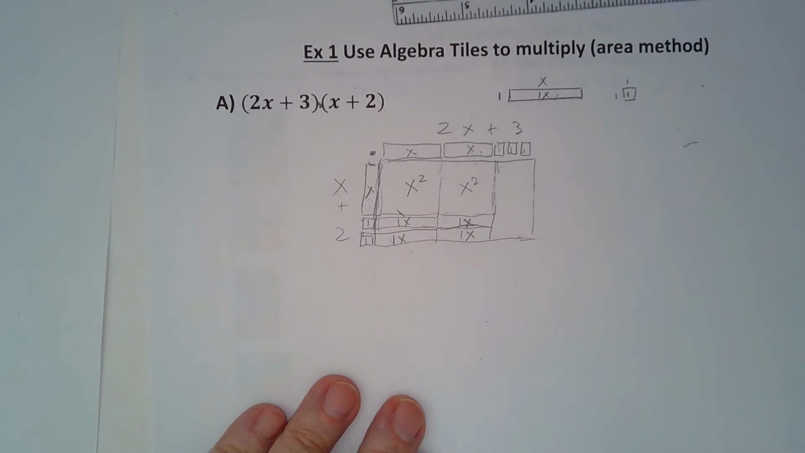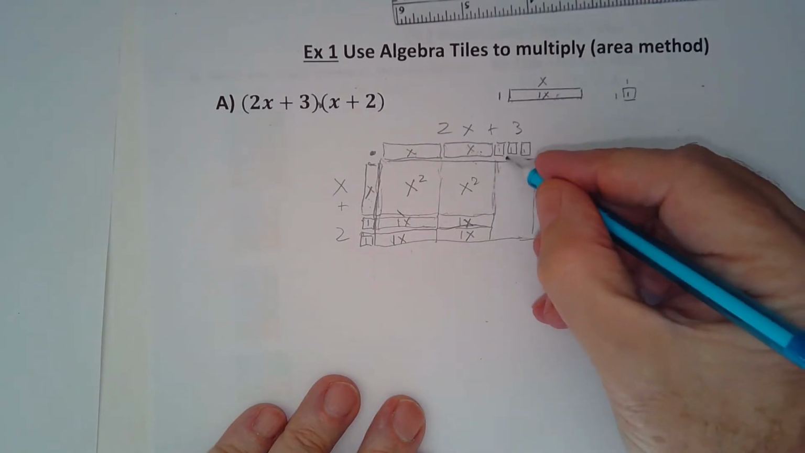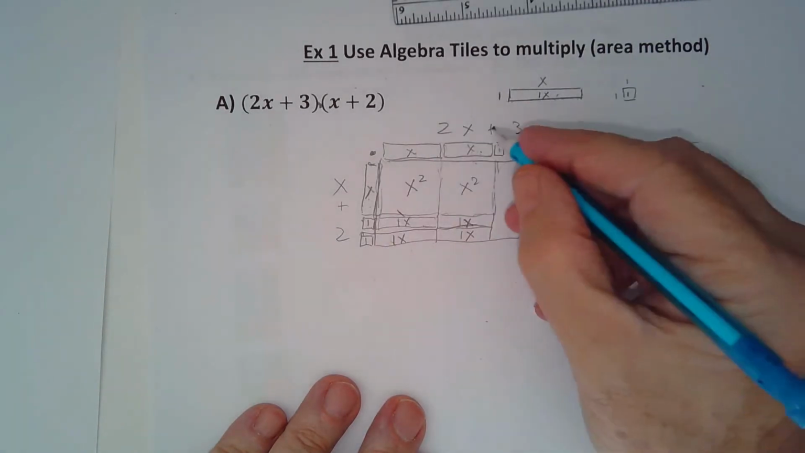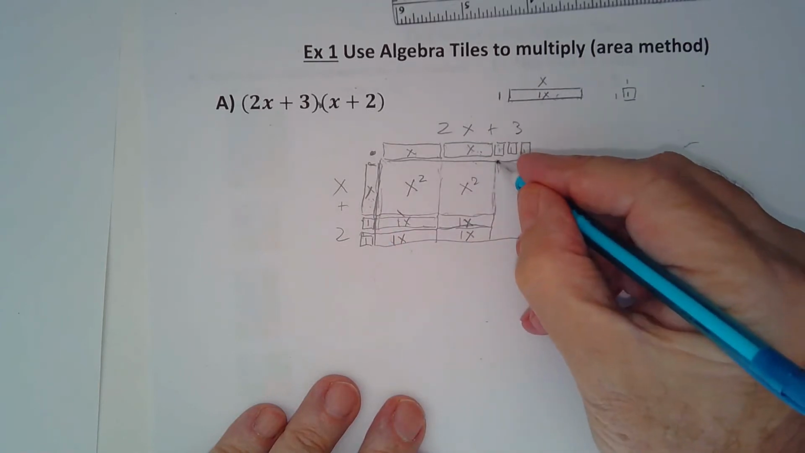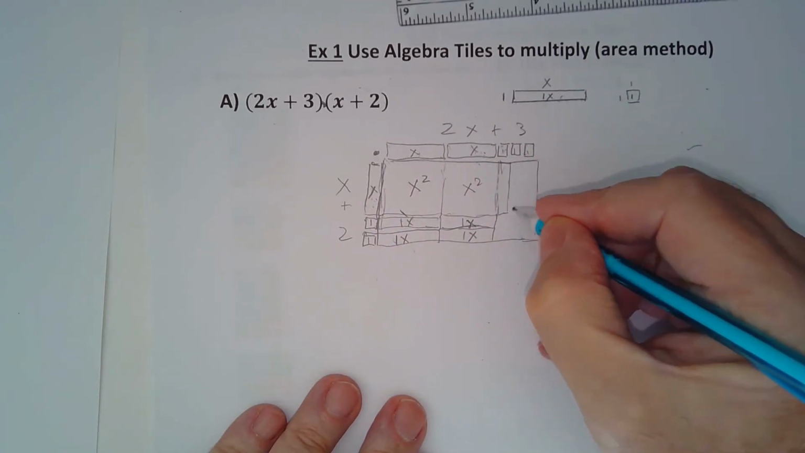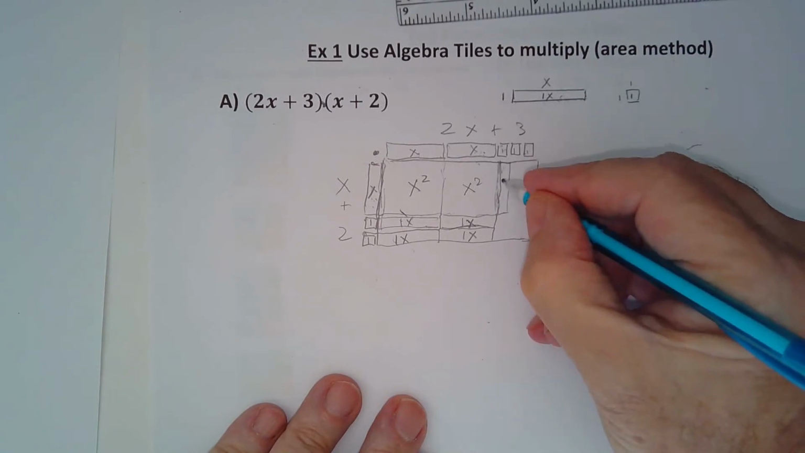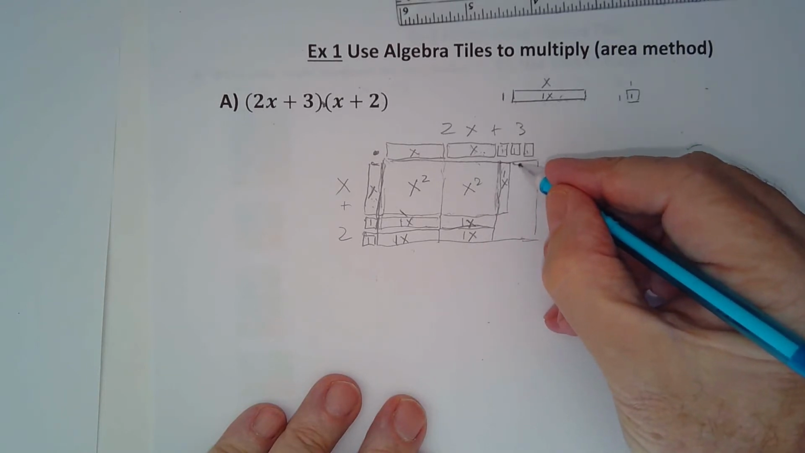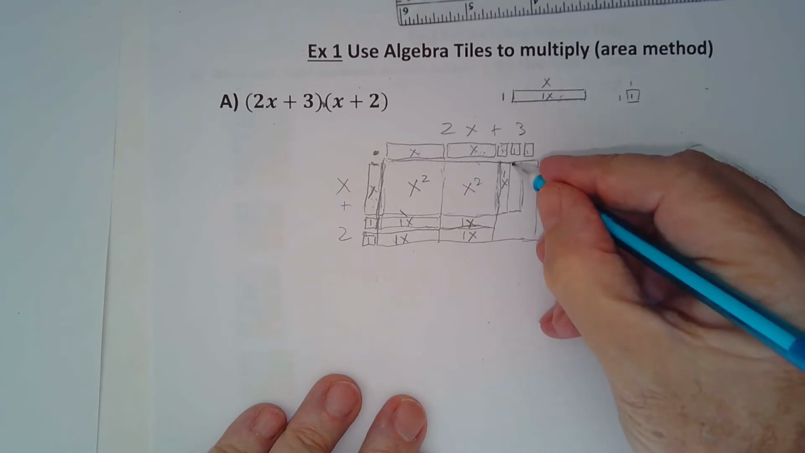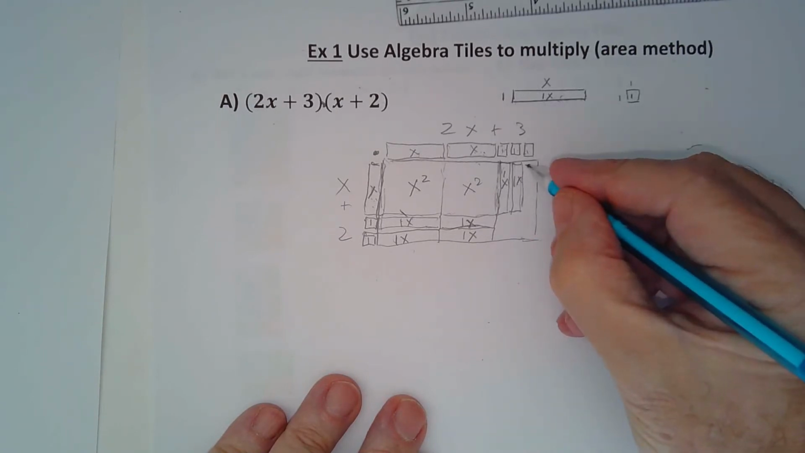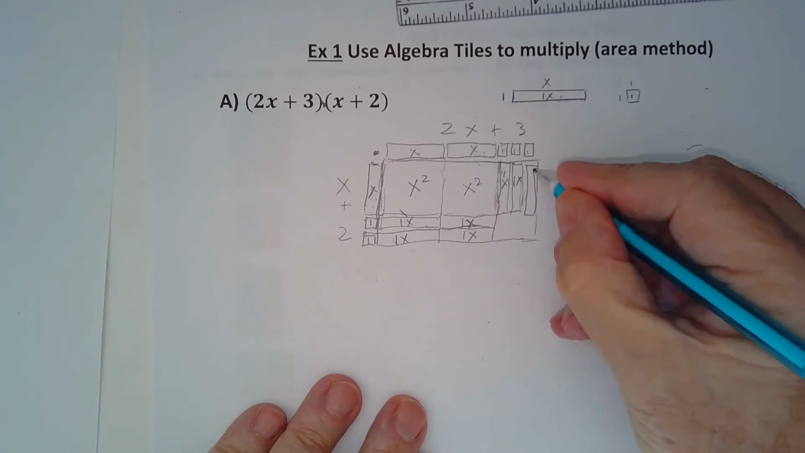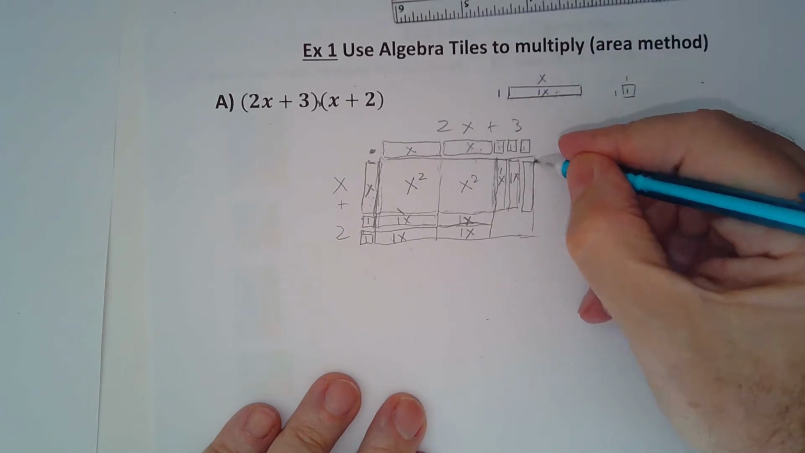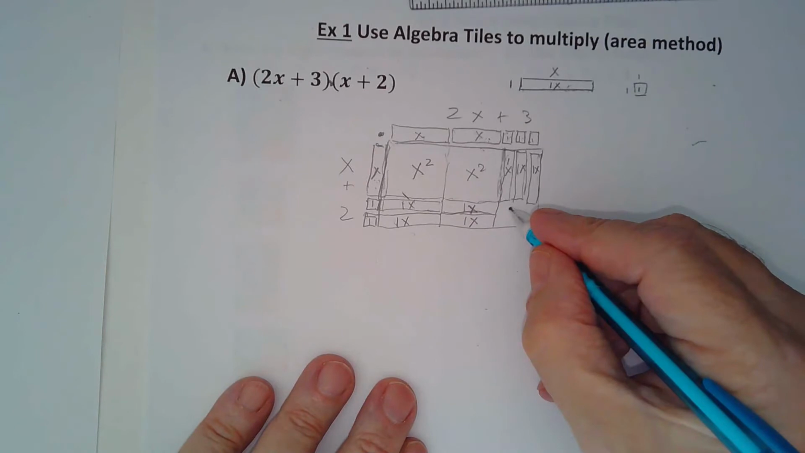Okay, now how am I going to fill this up? Well, I've got 1 here and this is x. So 1 times x is 1x. So I'll put another one of these long, skinny boxes in. That's 1x. And then same thing here, 1x. And the same thing here, 1x.